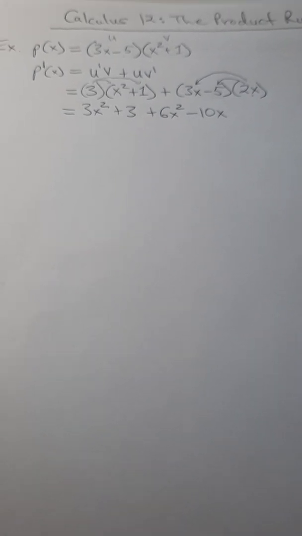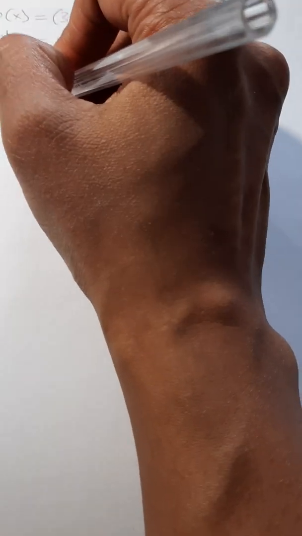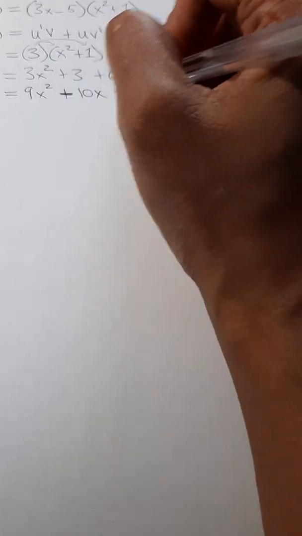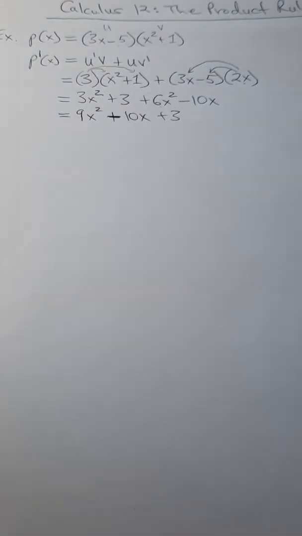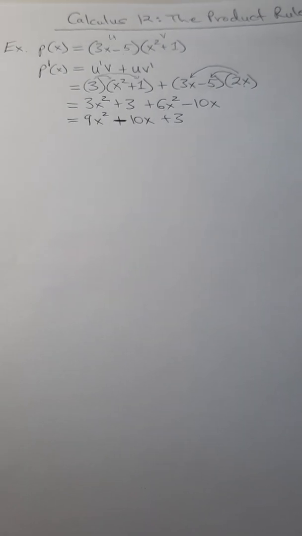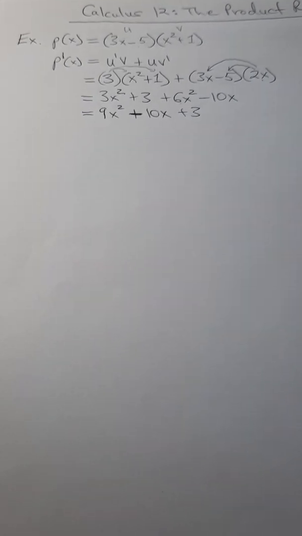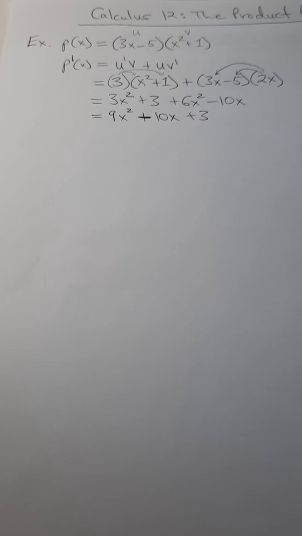All right, so now we can put our like terms together. I see 3 plus 6 here, 9x squared. Actually, we'll put the negative 10x, then plus 3. We do want to put it in order here. So my final answer is 9x squared minus 10x plus 3.